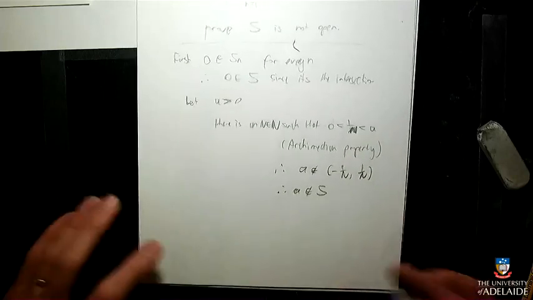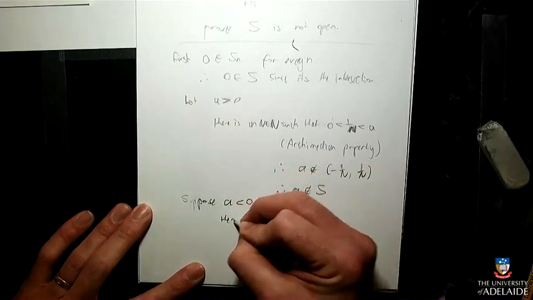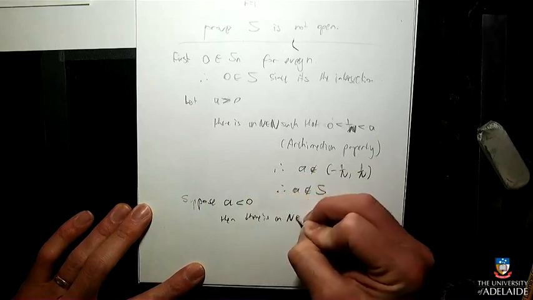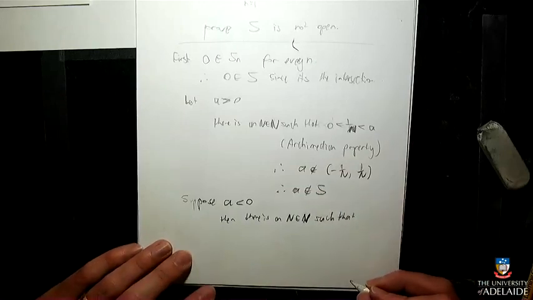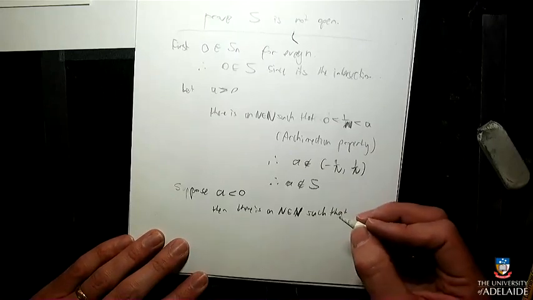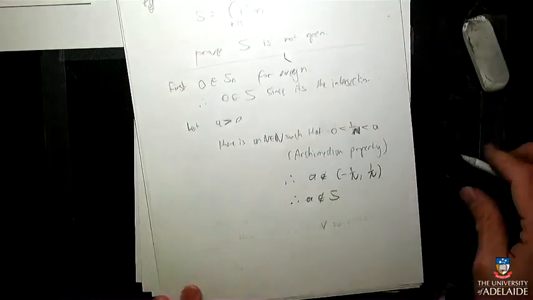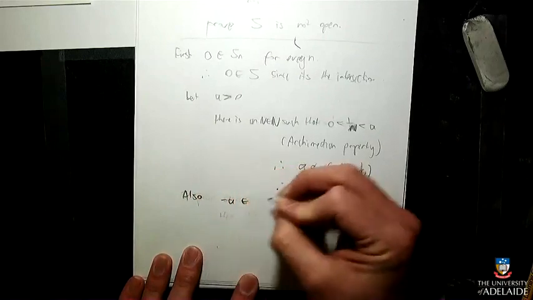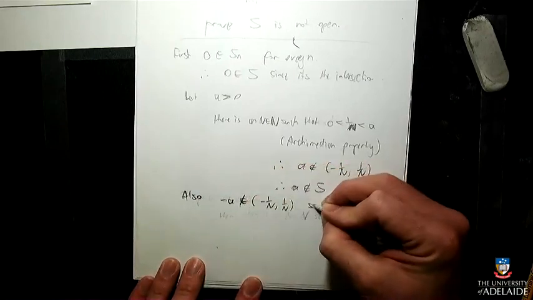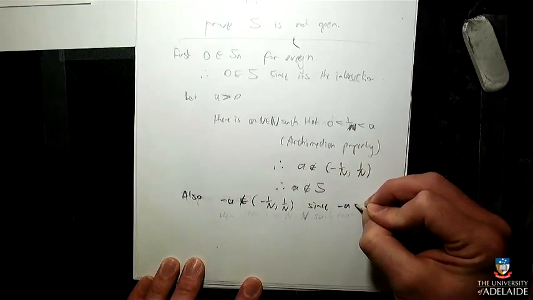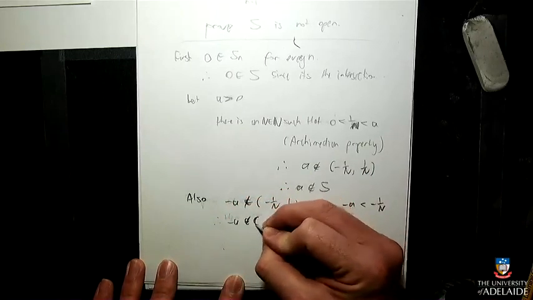I guess you could say that if A is less than 0, then it's negative B, where B is something like that. Even better. Okay. Also, minus A isn't in this set either, since minus A is less than minus 1 on n, and therefore minus A is not in S.